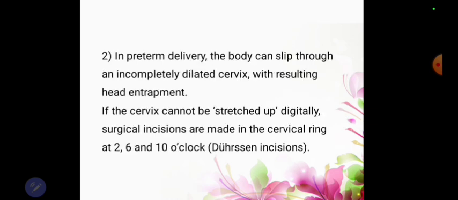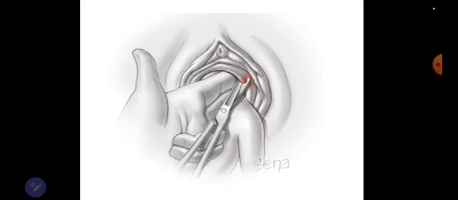The second case where entrapment of the after coming head occurs is in preterm delivery. The body can slip through the incompletely dilated cervix, resulting in head entrapment. If the cervix cannot be stretched digitally, surgical incisions can be made in the cervical ring to dilate the cervix, what are called Duhrssen's incisions. These cervical incisions will be at 2, 6, and 10 o'clock to avoid the cervical arteries. This image represents the cervical incisions. This is at 2 o'clock.